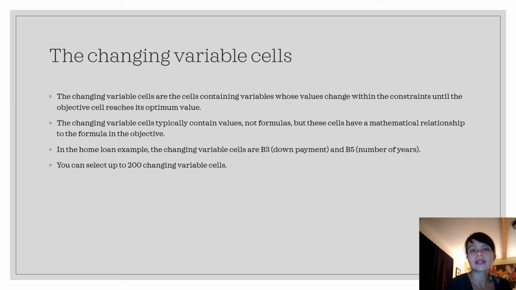Okay, so now let's look at the changing variable cells. The changing variable cells are the cells containing variables whose values change with the constraints until the objective cell reaches the optimum value. So the changing variable cells typically contain values, not formulas, but these cells have a mathematical relationship to the formula in the objective. In the home loan example, the changing variable cells are B3, the down payment, and B5, the number of years, right? You can actually select up to 200 changing variable cells.